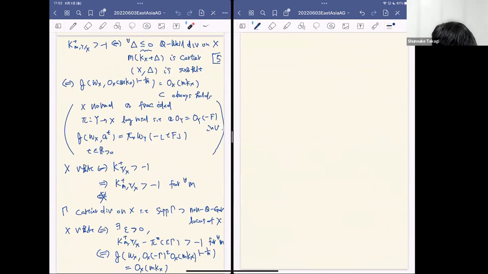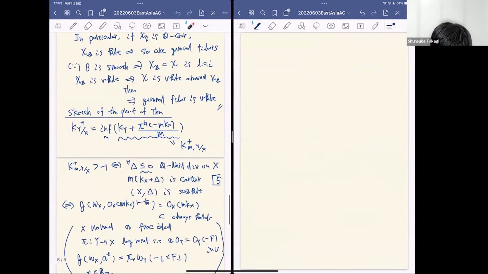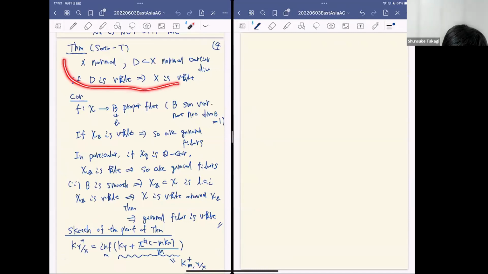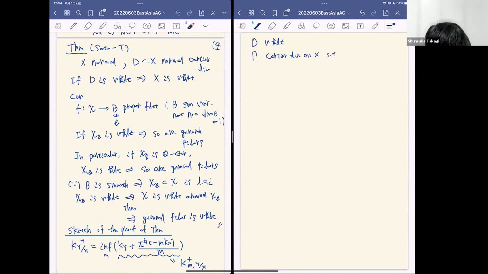So now let me show this statement. My D is a normal Cartier divisor, and I assume D is variative KLT. And I take gamma, a Cartier divisor on X, such that it contains the singular locus of X and the singular locus of D.